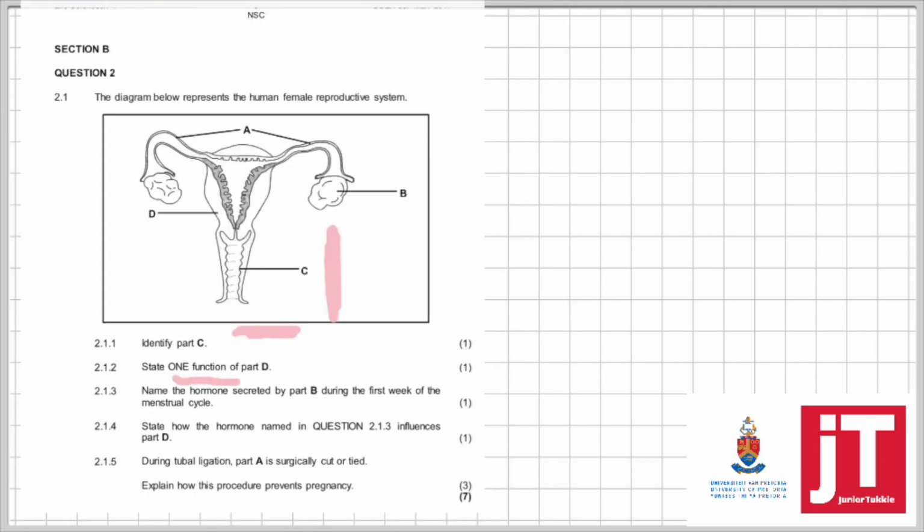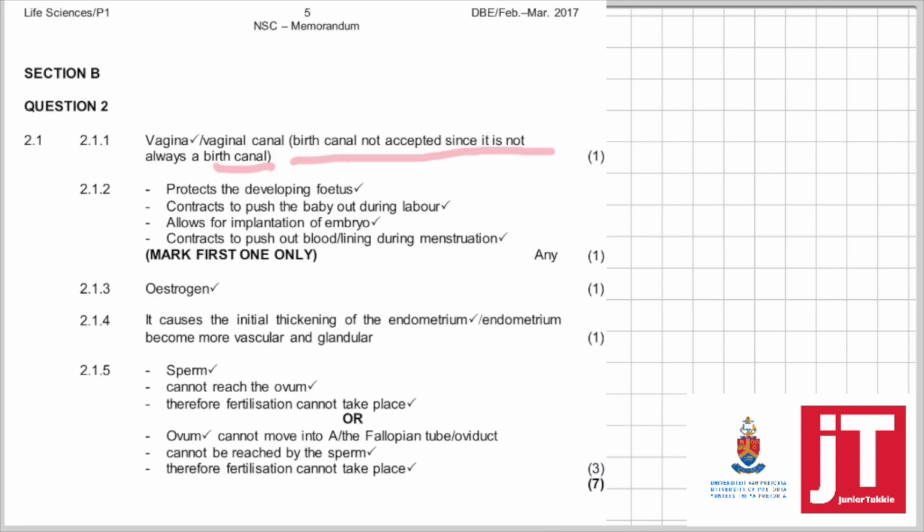Right, 2.1.2. State one function of part D. Part D is the uterus. So think of your one best function. Right, let's see what the memo has. Protects the developing fetus. Contracts to push the baby out during labor. Allows for implantation of the embryo. Contracts to push out blood or the lining during menstruation. Here, my advice to you is please use the words fetus, baby, and embryo in the correct places. If you mix them up, you won't get your marks.